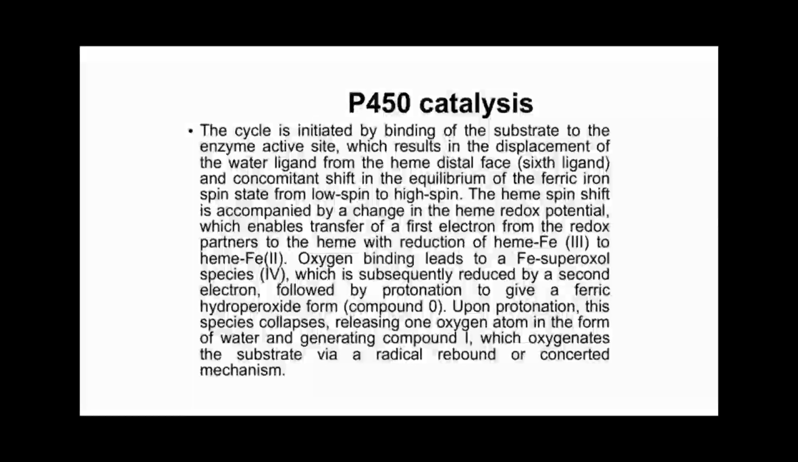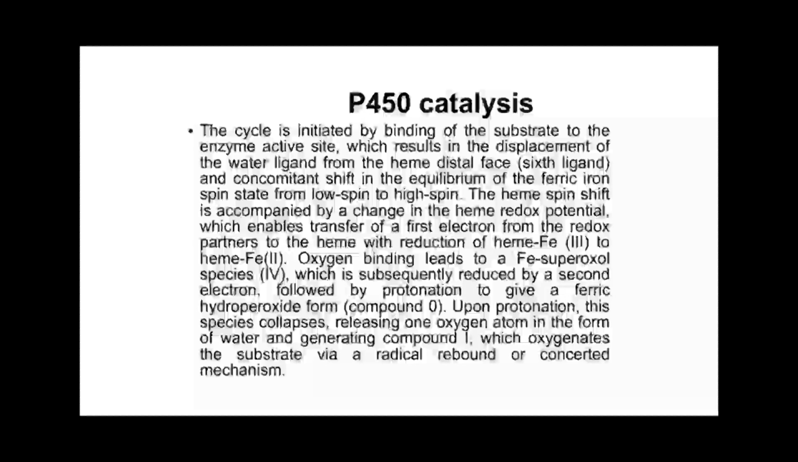This spin shift also causes a change in the redox potential of the heme, making it more receptive to accepting an electron. Consequently, a redox partner can transfer its electron, reducing the ferric iron to ferrous, or Fe(II). This reduction is crucial because it primes the enzyme for oxygen binding. Once oxygen binds to the ferrous heme, it forms a superoxide species, often called Fe-superoxo. This species then receives a second electron, which further reduces it, followed by protonation. This process leads to the formation of a ferric hydroperoxide, known as compound 0.